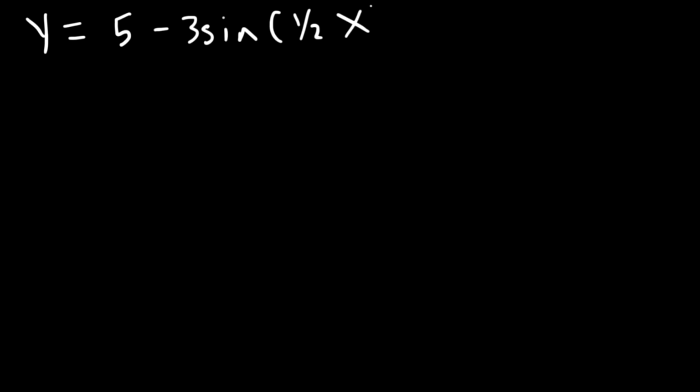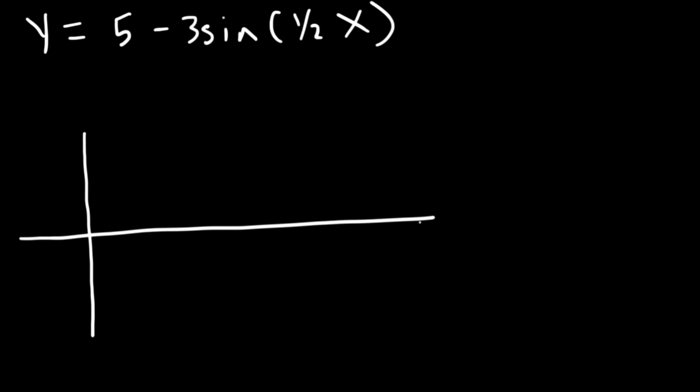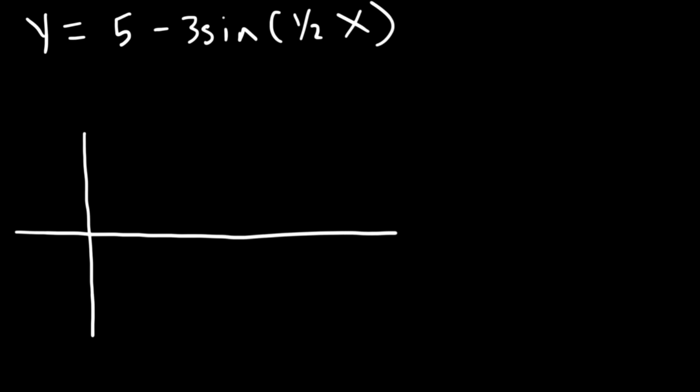Now go ahead and try this example. Let's say that y is equal to 5 minus 3 sine 1/2 x. So what do you think we should do at this point? How should we graph this function? My lines are never straight. Well, that looks better. So let's calculate the period.